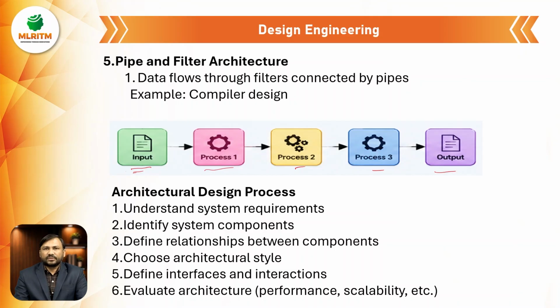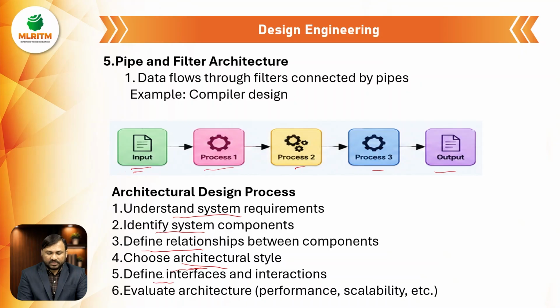Now why are we going to use this? What is the process of this architectural design? We'll see. To better understand the system requirements, we are going to have this design process. Then identify the various types of system components or modules that will be there. We have to identify those, define the relationships among the various modules, components or subcomponents, and we can choose the architectural style for this architectural design process.